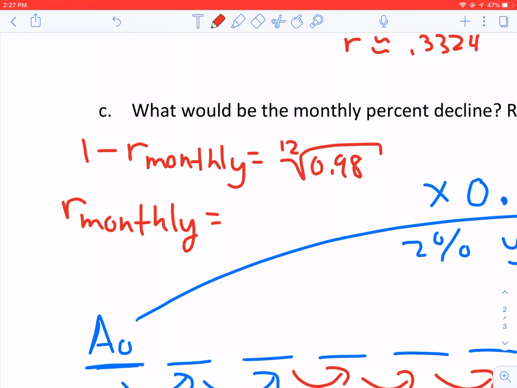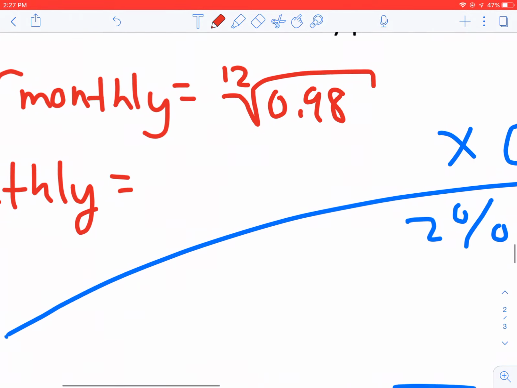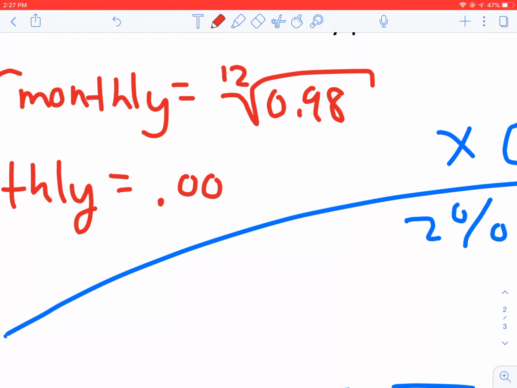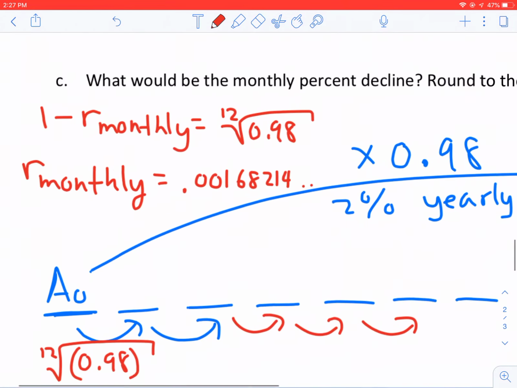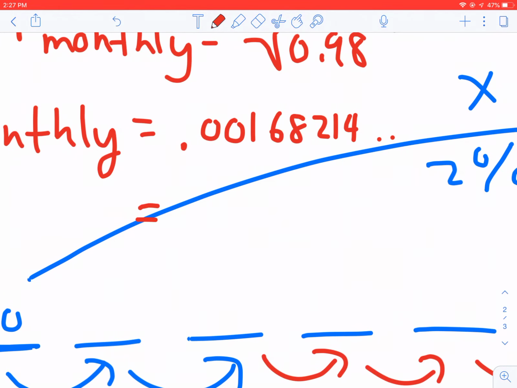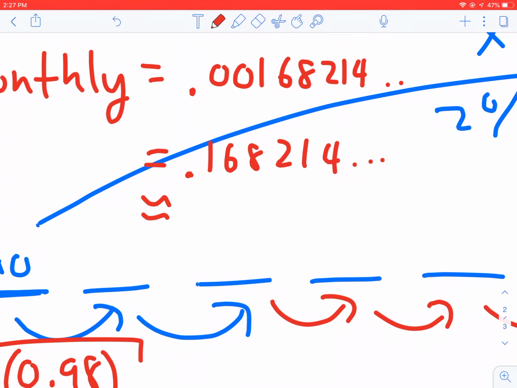And solving this, let's see what we get. I'm going to do 0.98 to the 1/12th power. Get that, and subtract 1 from it. That's going to be 0.00168 something something something. Round to the nearest 100th of a percent. So that's equal to, moving the decimal over 2 spaces to the right, 0.168214. Again, you need a lot of places because once it's a percentage, 16.82%.